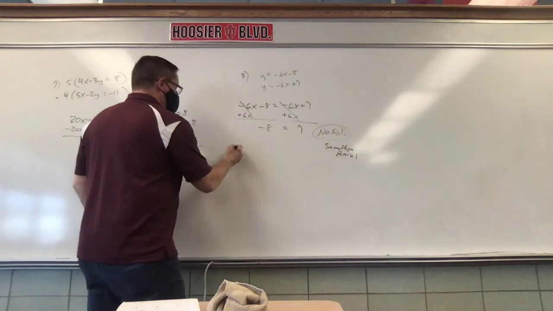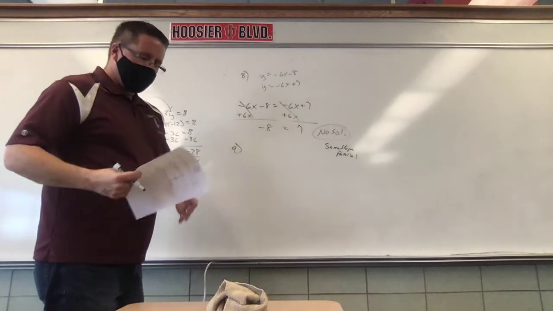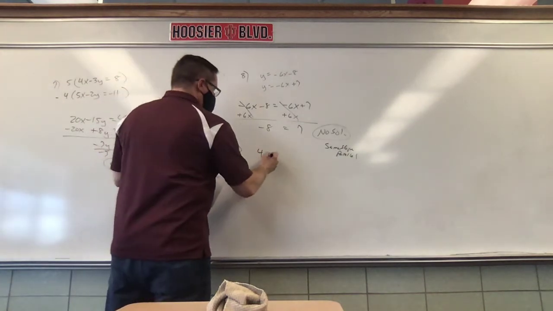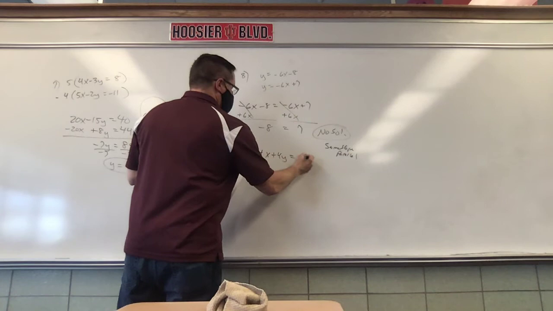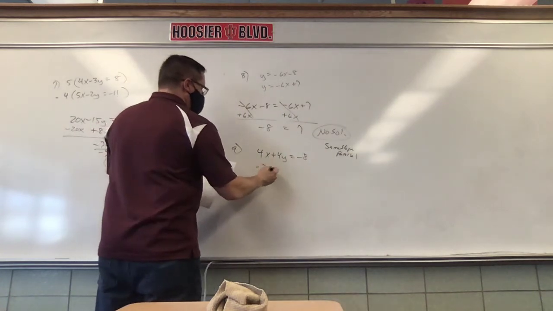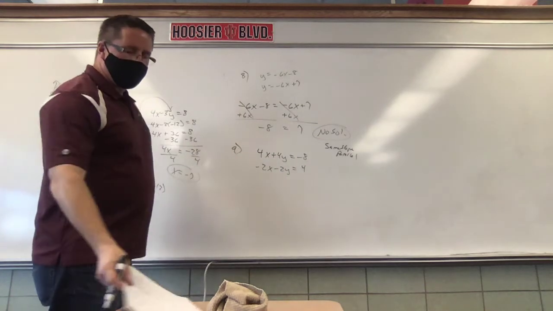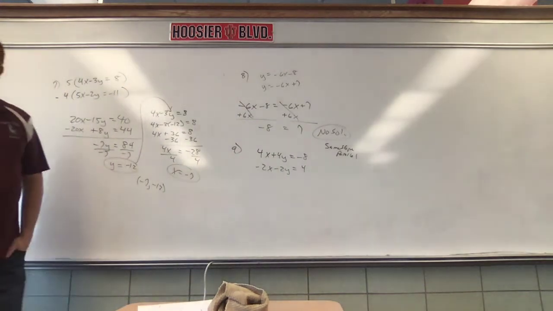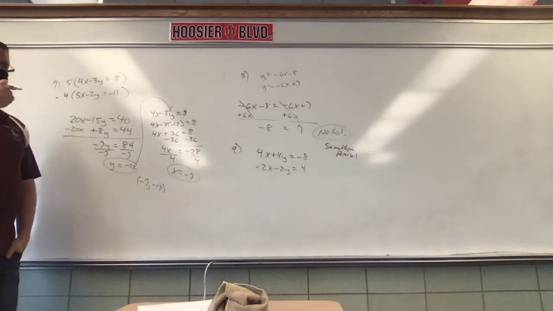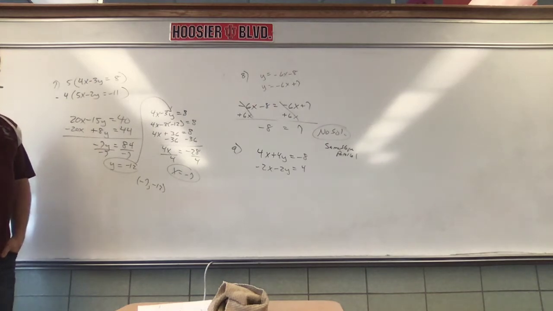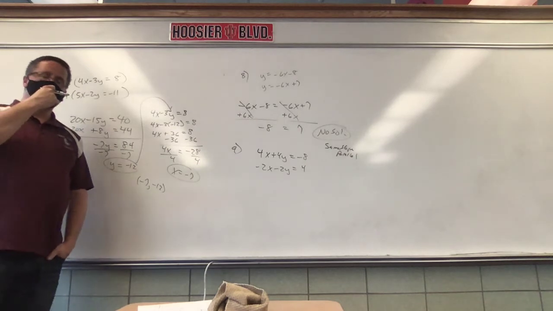Number 9. Number 9 is not any harder. 4x plus 4y is -8. -2x minus 2y is 4. Okay, are we going to use substitution on this one? No. Elimination. Do you want to add them up right now? Is anything going to cancel? Wait, no. Nothing cancels. So pick.